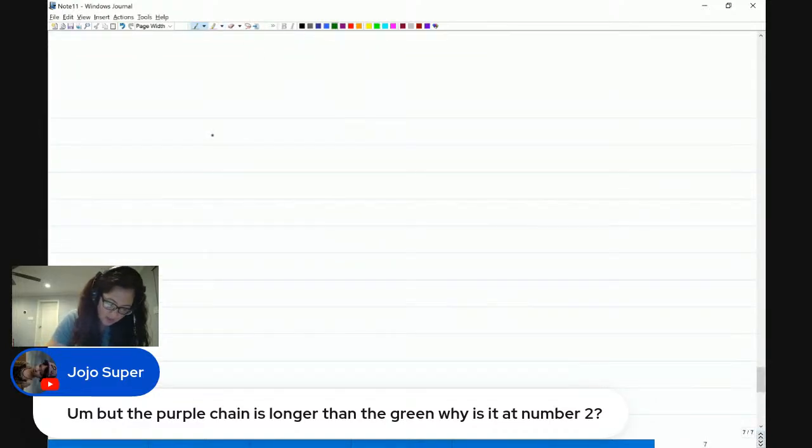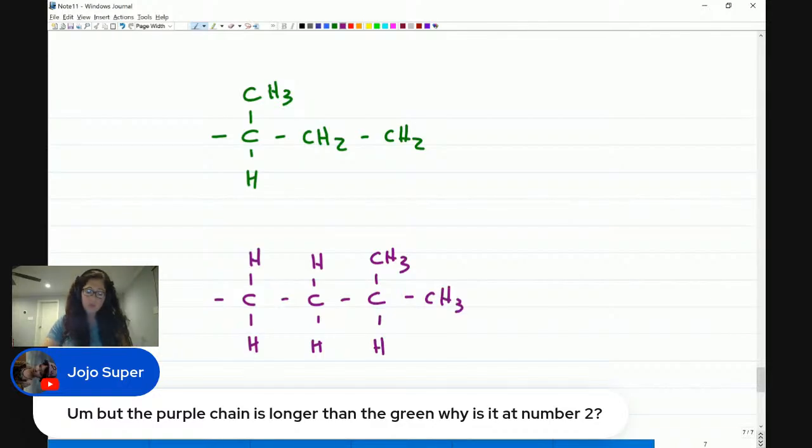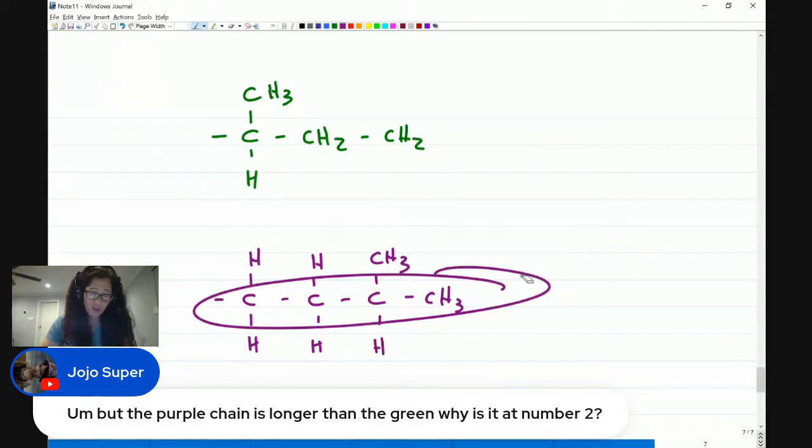So green immediately hit a branch. I had a carbon with a CH3, and then it had a hydrogen, a CH2, and a CH2. The purple one had a CH2, another CH2, another. This one had a CH3 on it, a CH3 on it. Okay. So this is technically a longer chain, right?